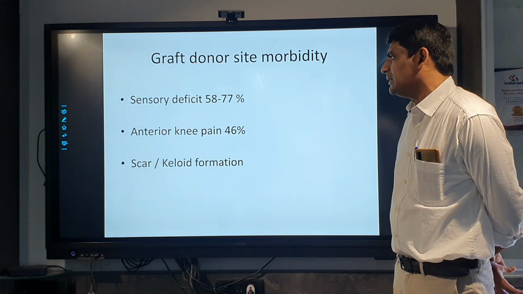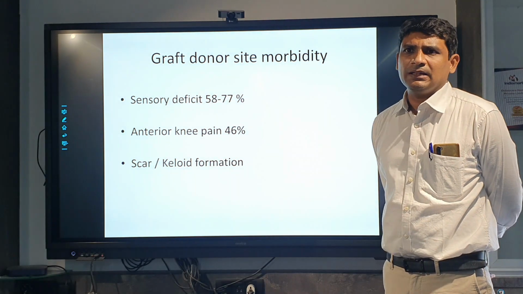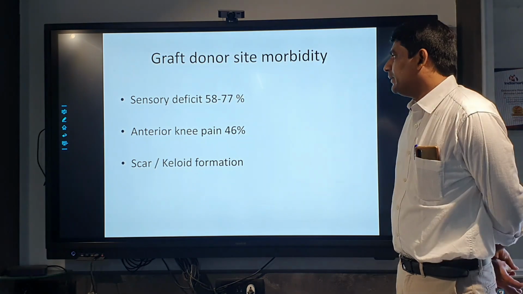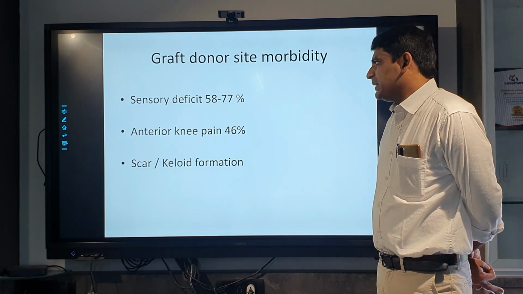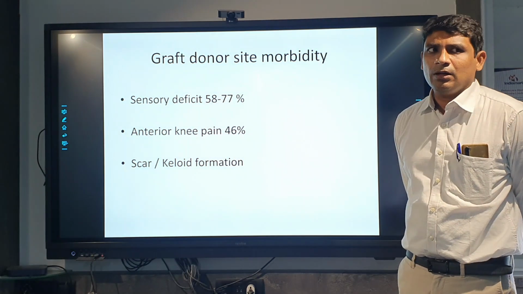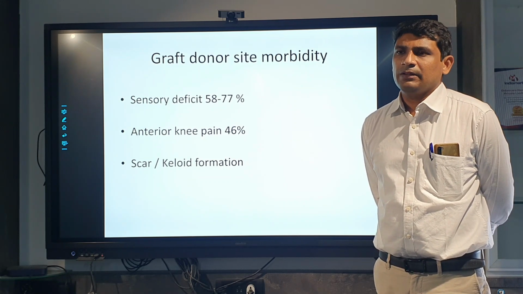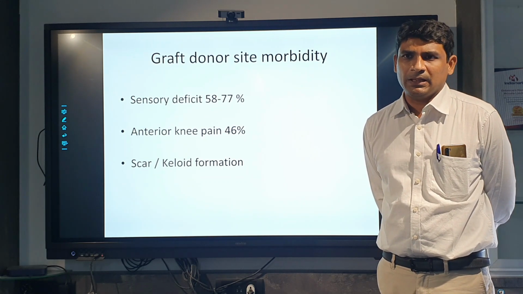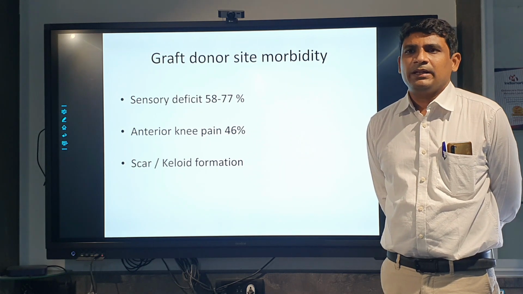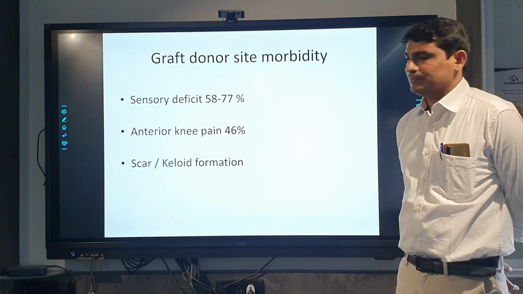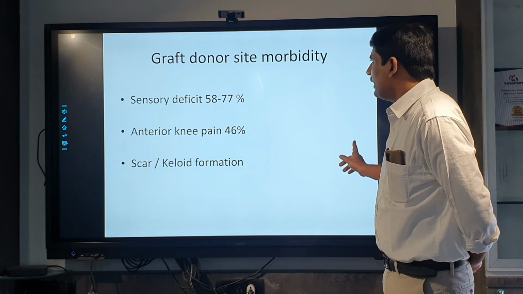And anterior knee pain is seen with patellar tendon harvest. In patients having patella baja or already having chondromalacia patella, the patellar tendon should not be harvested. If we harvest the patellar tendon in a patella baja patient, then the graft length may not be sufficient. And then there is scar and keloid formation.